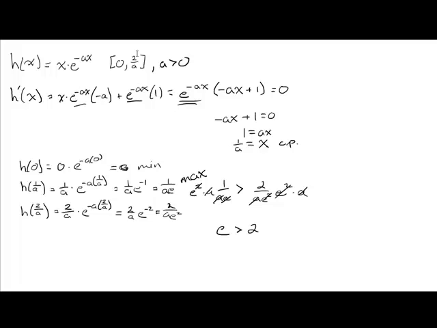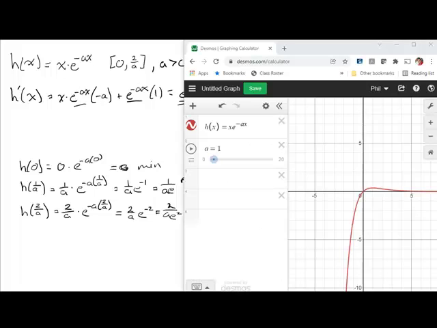Now, let's make sense of this graphically and see what's going on. So let's take a look at the graph, and what we can see is when a equals 1, we have a max right there at about x equals 1, which makes sense, because if a is 1, we have 1 over 1.